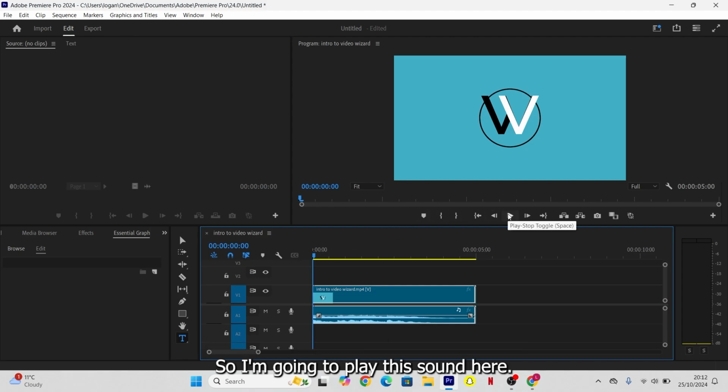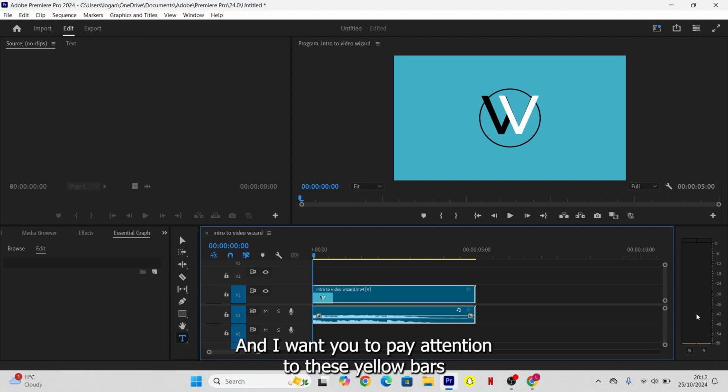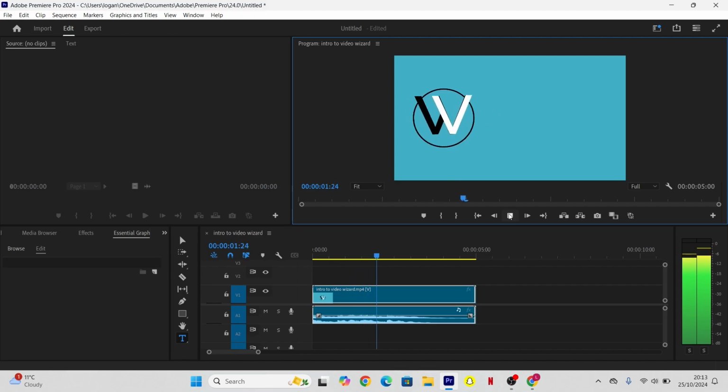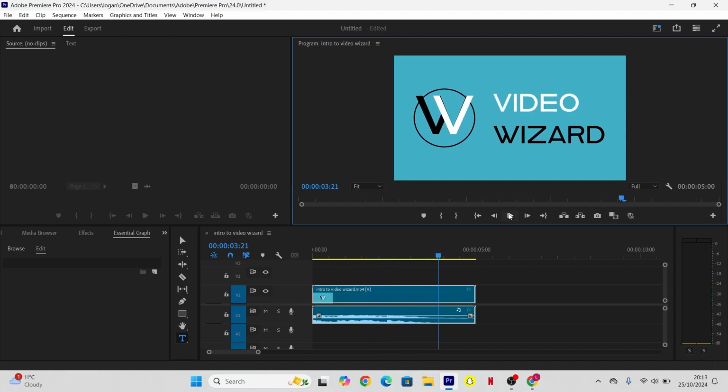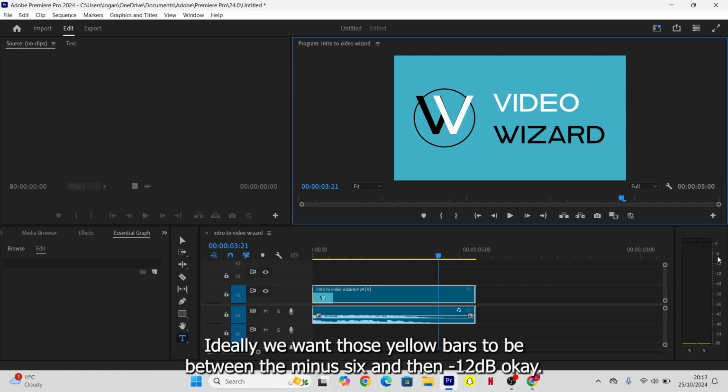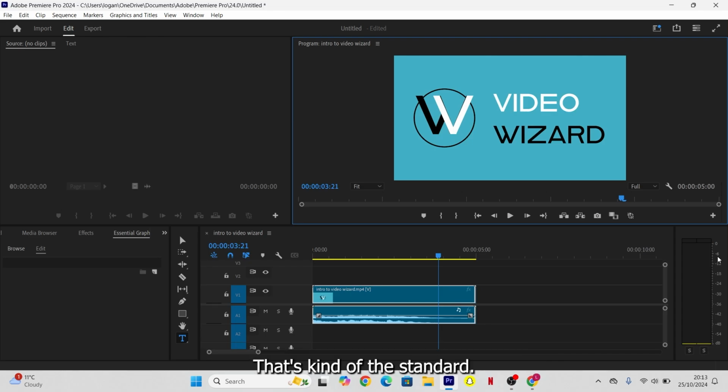So I'm going to play this sound here, and I want you to pay attention to these yellow bars. They're at the bottom at the moment, but they should come in around this area. So let's play it and see where they are. Okay, so you saw those yellow bars. They're between 0 and -6 decibels. That's not what we want. Ideally, we want those yellow bars to be between -6 and -12 decibels. That's kind of the standard.